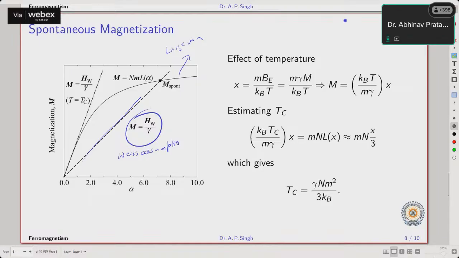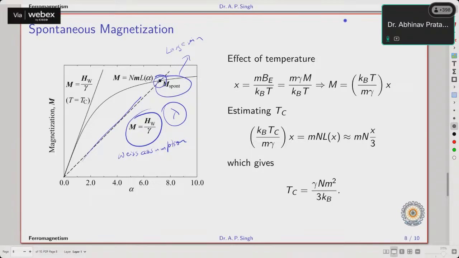Can you guess what would be the spontaneous magnetization? Wherever these two lines intersect. So whenever these two lines intersect, you get your spontaneous magnetization. You see that you get a value of spontaneous magnetization by this very, very simple theory, which has just one parameter, which is lambda. That's all.